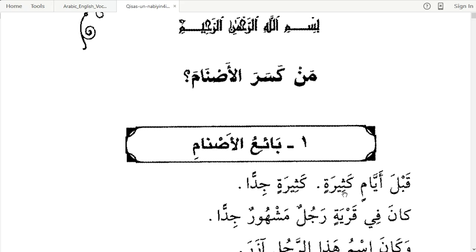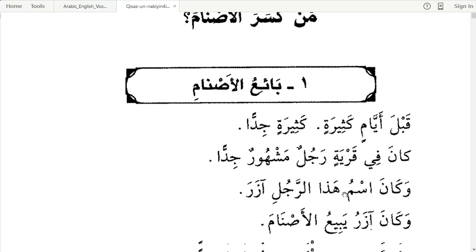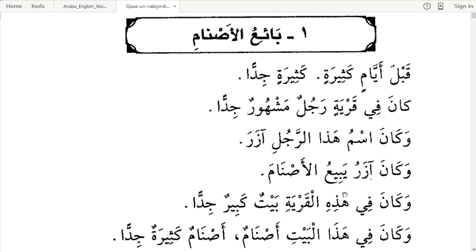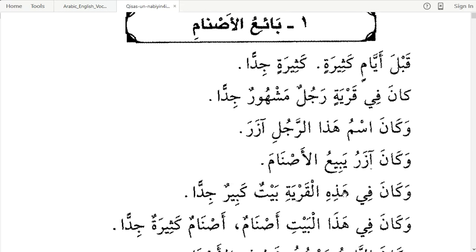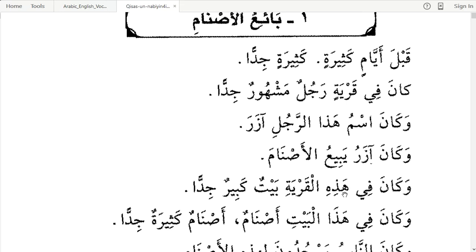Ba'i'ul asnami. Okay, so over here the ba'i is the one who sells, or is the seller, of the idols. Okay, and this is referring to Ibrahim alayhi salam's father. قبل أيام كثيرة كثيرة جدا. Okay, so it's telling us a very, very long time ago, much like a storybook almost begins, right? So a very, very long time ago.